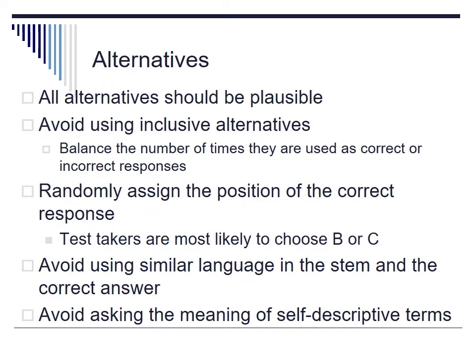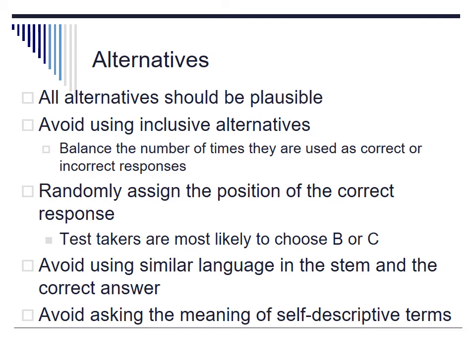So alternatives should be plausible. Again, if our goal is to keep each multiple choice question to have a reasonable chance of being 25% likely to be gotten correct by guessing, we need to make sure that all the alternatives are plausible to someone who doesn't know the right answer.